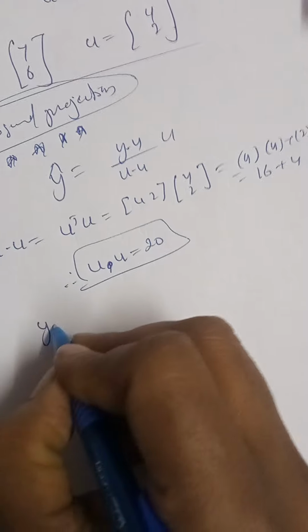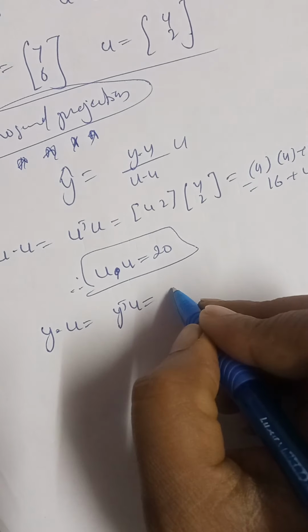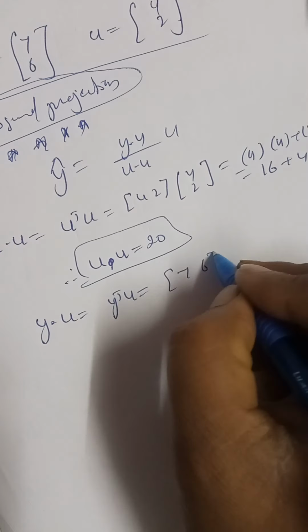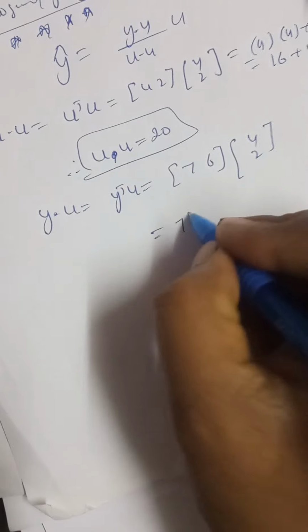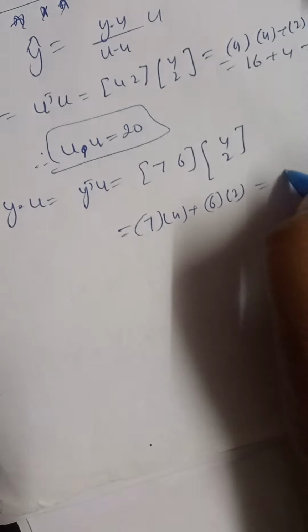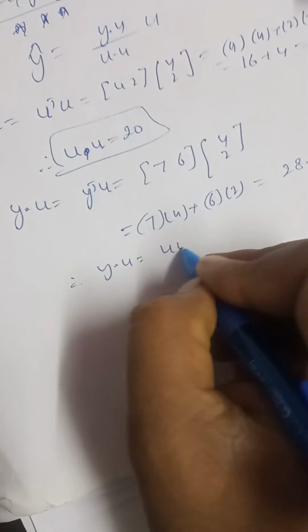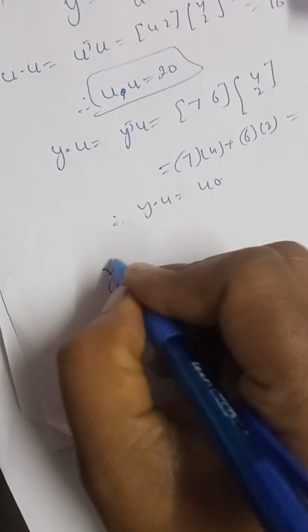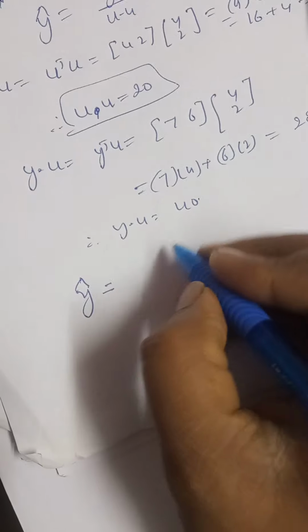Next one is y dot u, you have to calculate. Y transpose u. What is y here? Given as 7, 6. U is 4, 2. That is equal to 7 into 4 plus 6 into 2, which is 28 plus 12, 40, no? Therefore y dot u is equal to 40.